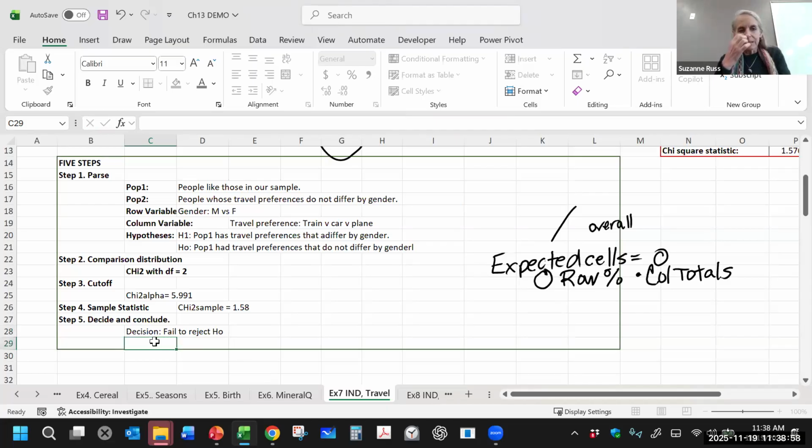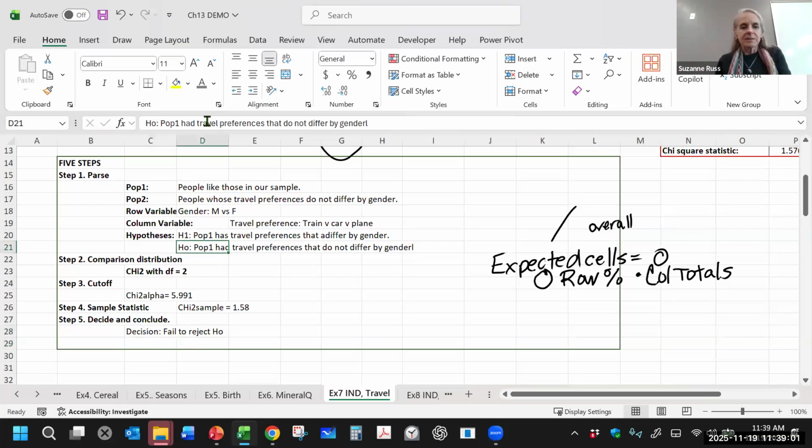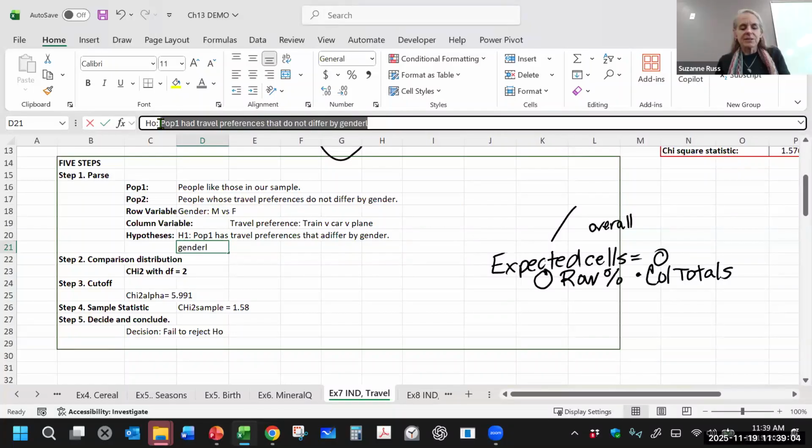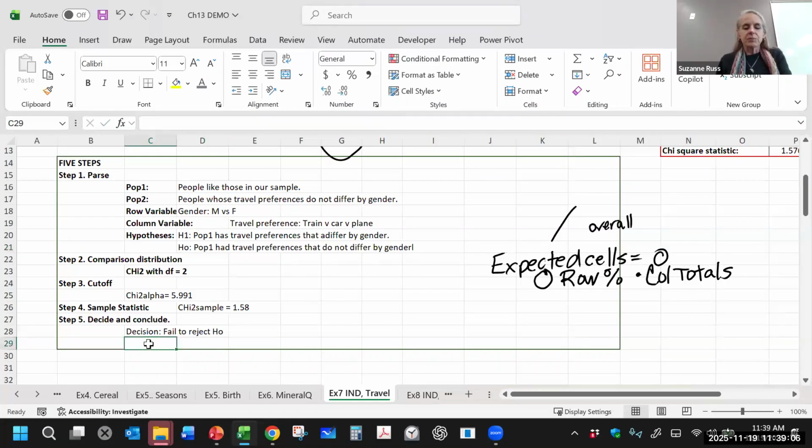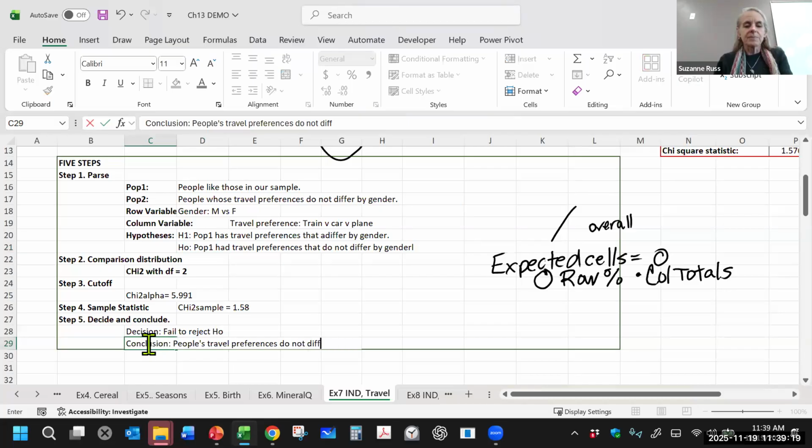I'm just going to write it out in words, actually. Conclusion. People's travel preferences do not differ significantly by gender. And we can put our statistic, chi-square, with our degrees of freedom in parentheses, equals 1.58, and we just need an NS there.